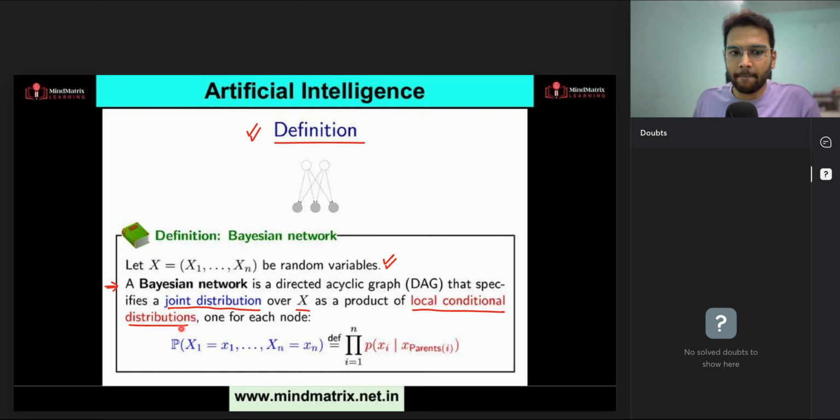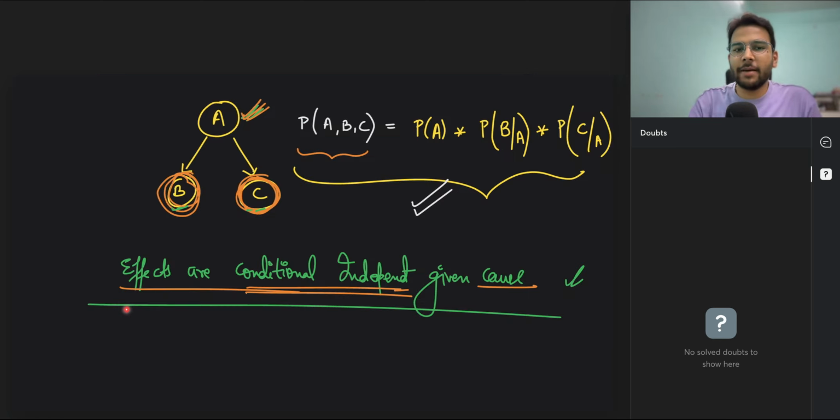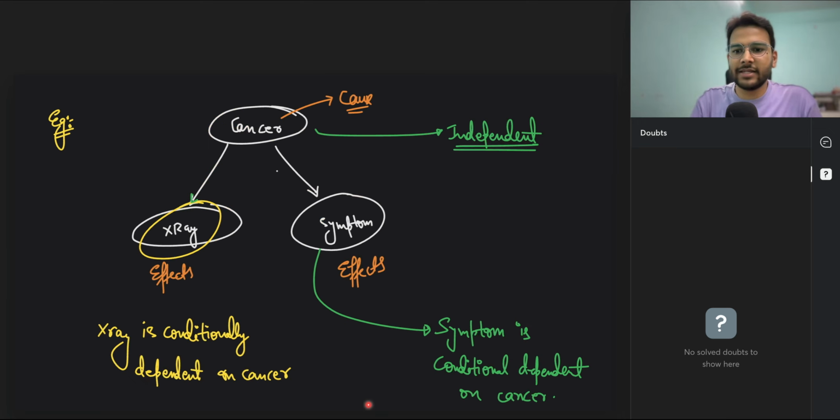Is this clear to all of you? One for each node. So probability of X1 up to Xn equals the product over i equals 1 up to n of probability of Xi given its parent variable values. For example, let's consider this example.